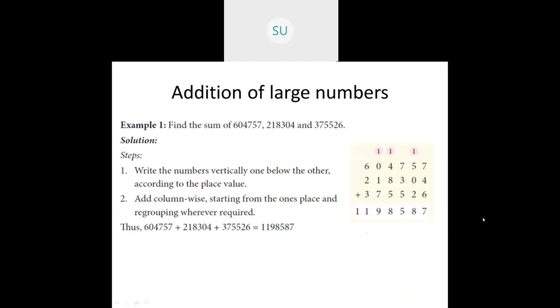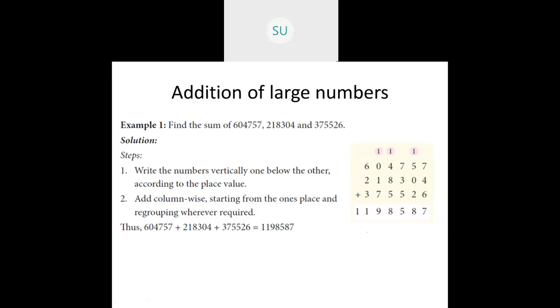So in the previous class we studied addition and subtraction of large numbers, right? We started the second chapter, basic operations on numbers, and we did addition and subtraction of large numbers. So how do you do addition of large numbers?